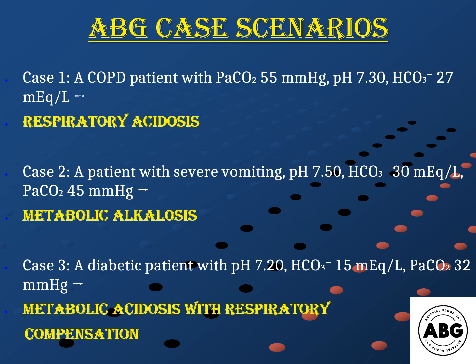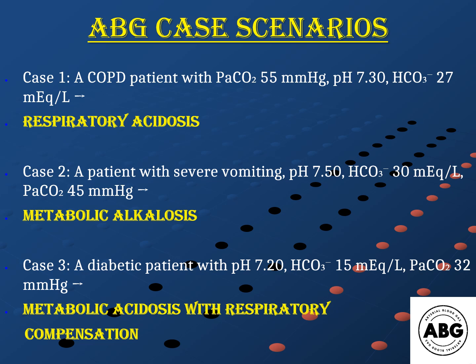ABG case scenario. 1. Case 1. Respiratory acidosis. PaCO2 55 mmHg, high, indicates respiratory acidosis. pH 7.30, low, confirms acidosis. HCO3 27 mEq/L, normal, suggests that the kidneys have not yet compensated for the acidosis. Diagnosis: respiratory acidosis, likely due to COPD. 2. Case 2. Metabolic alkalosis.